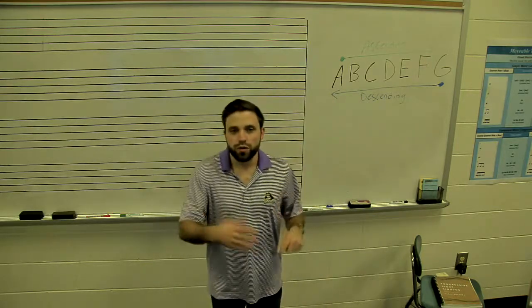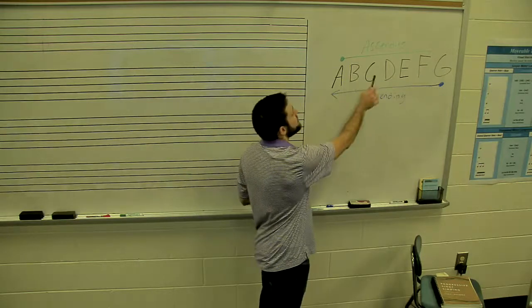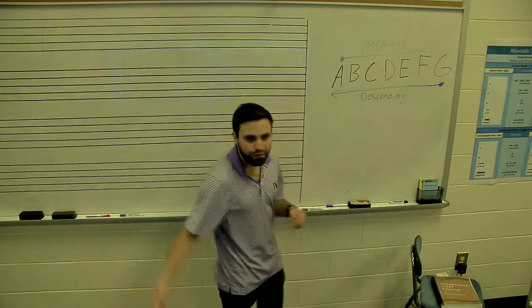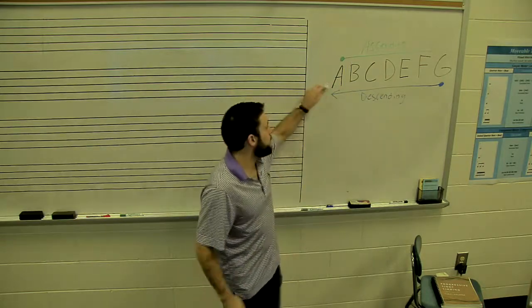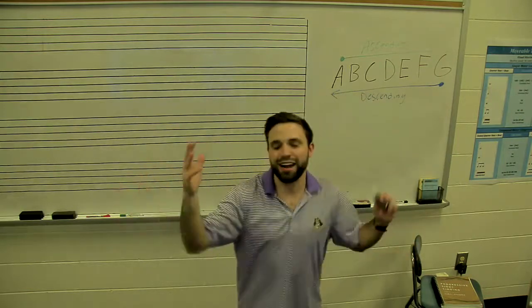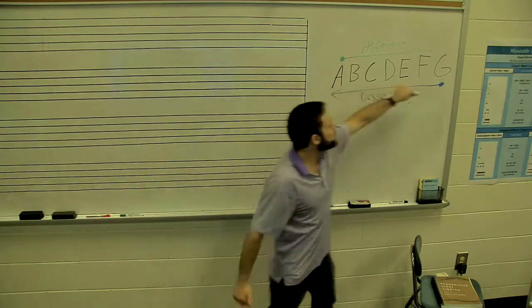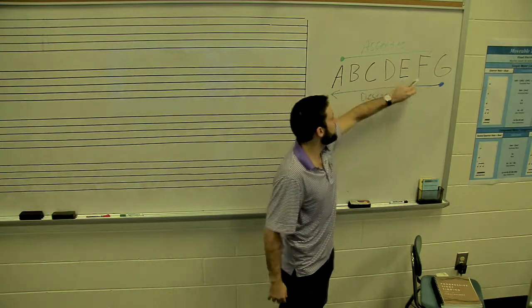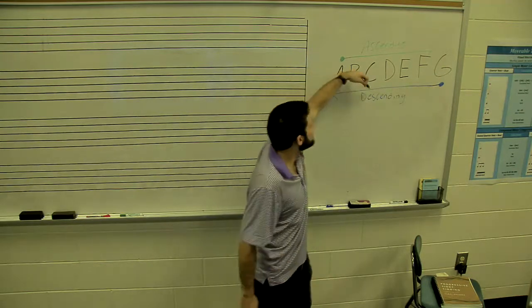When you are moving notes, you go from A to B to C to D to E to F to G, and then back to A if you're ascending, right? You don't go A, B, C, D, E, F, G, H, I, J, K, right? Those don't exist. You circle back around to A. So if I start at E, I'll go E, F, G, A, B, C, D.